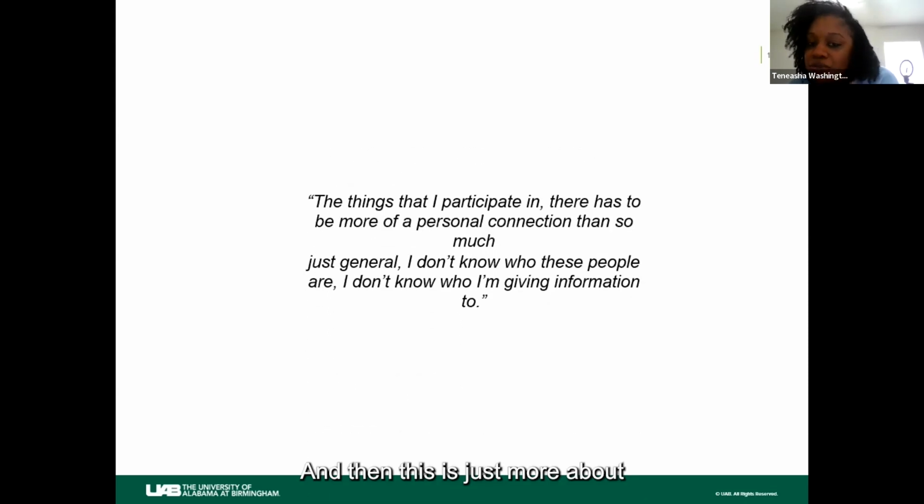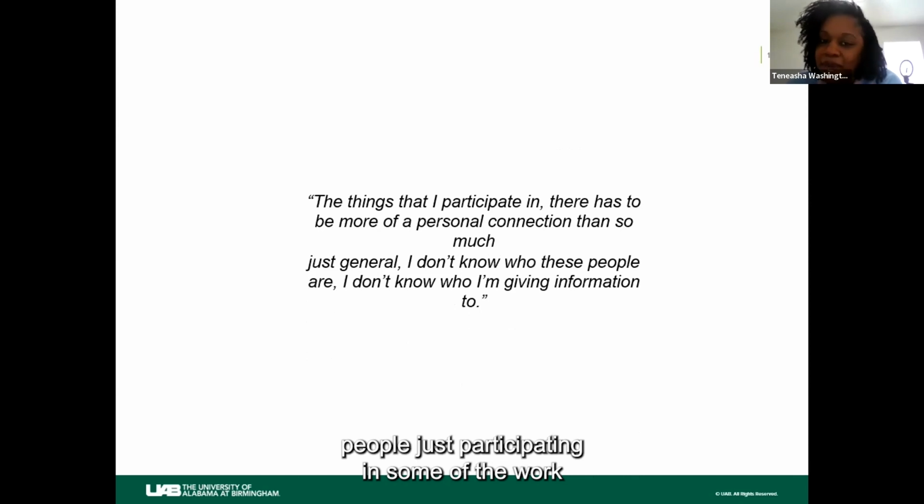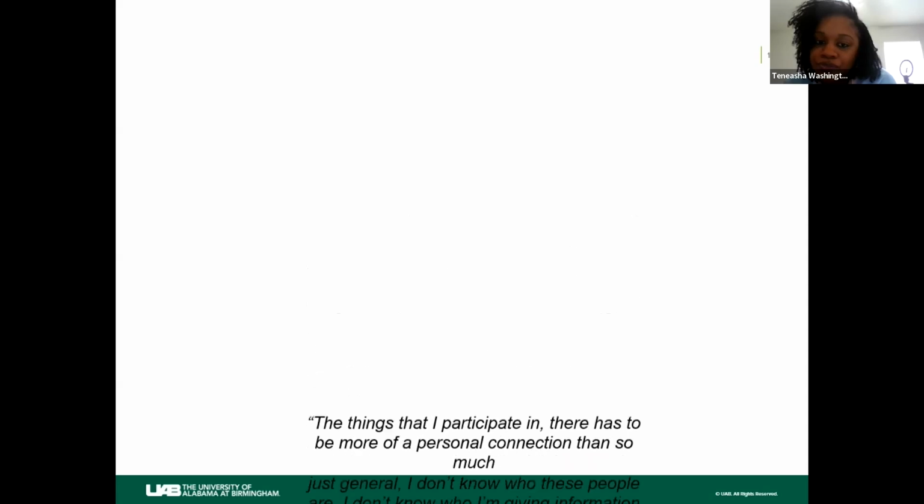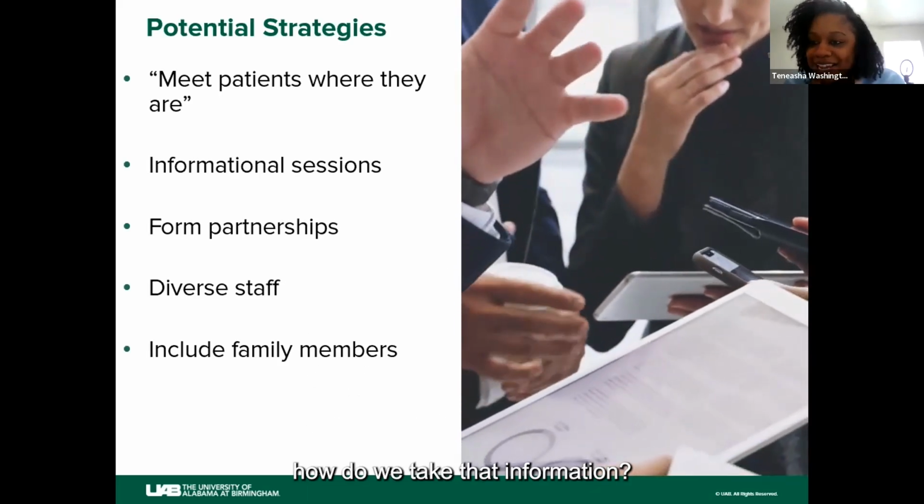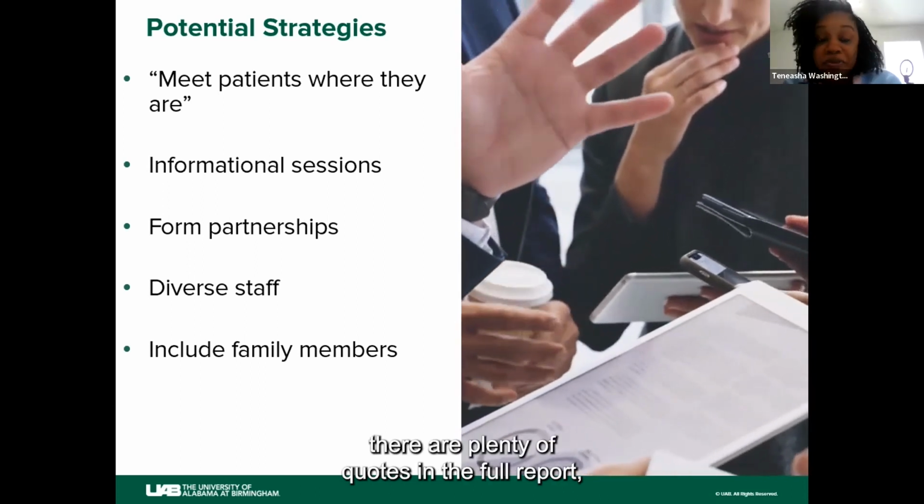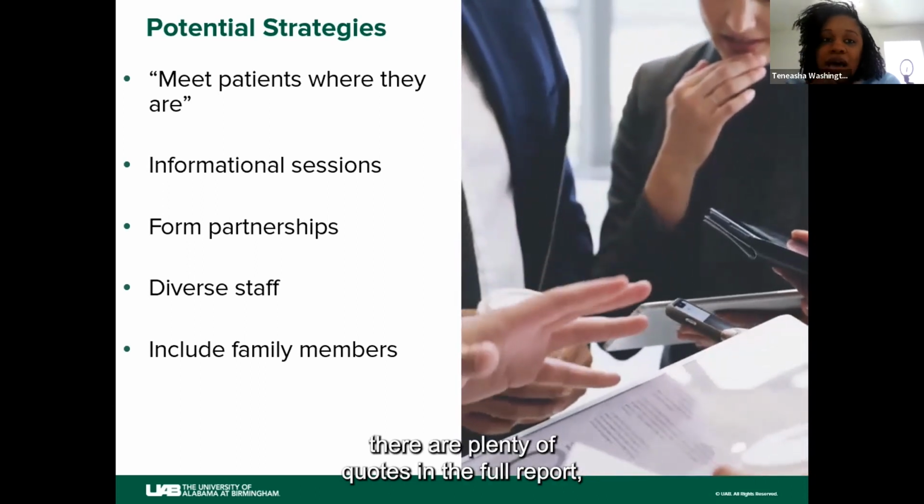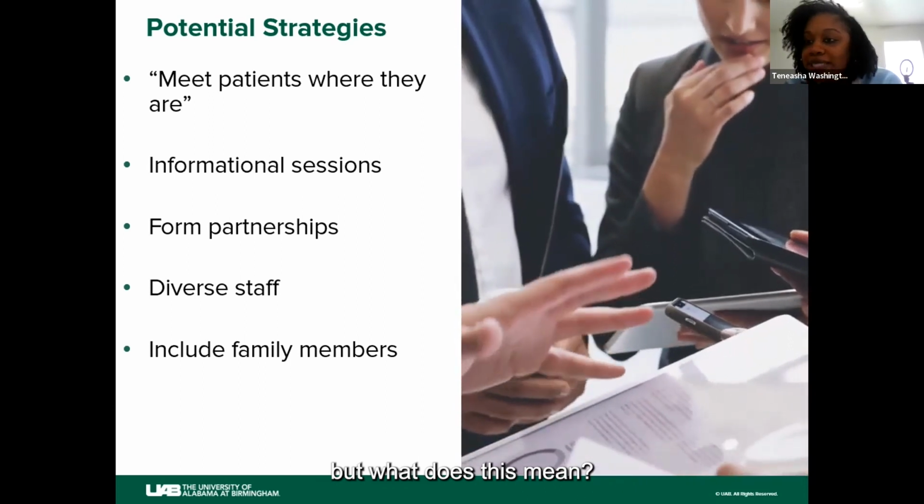And then this is just more about people participating in some of the work that's going on in the space, in the field. Okay, so how do we take that information? And there's more in the report. There are plenty of quotes in the full report, but what does this mean?